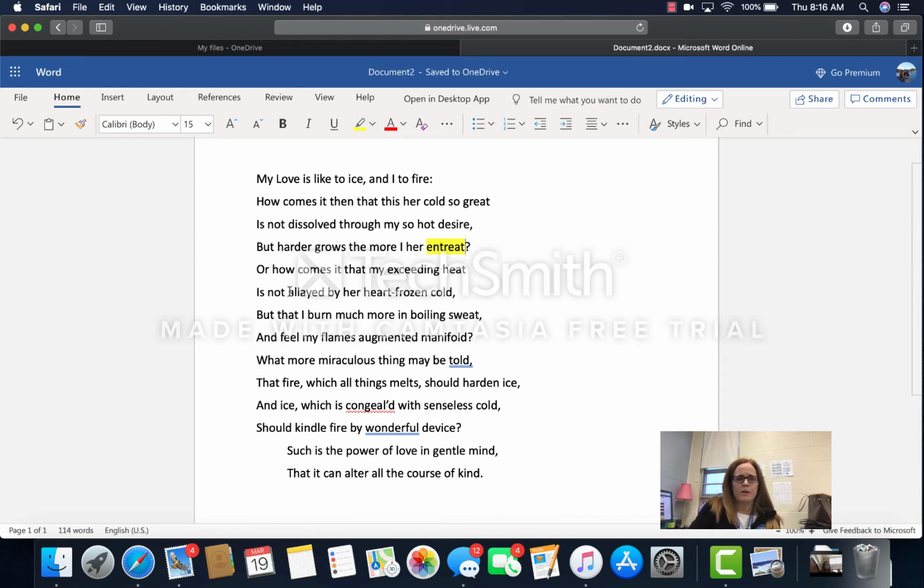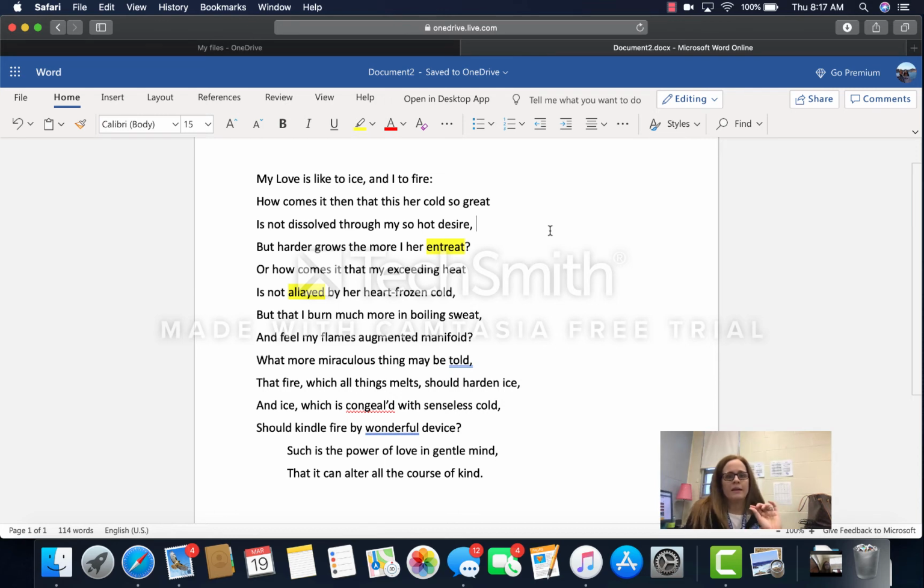Well, we have a word here that may be new to you all, allayed. Allayed means to reduce or diminish, okay? So to make smaller, to make less. So he says, why is my desire, why is my attention, my heat for her not made less by her coldness? So he wonders, he asks himself, why do I keep pursuing her and giving her everything when she's totally ignoring me and cold towards me? He's questioning himself. Why do I keep doing it?